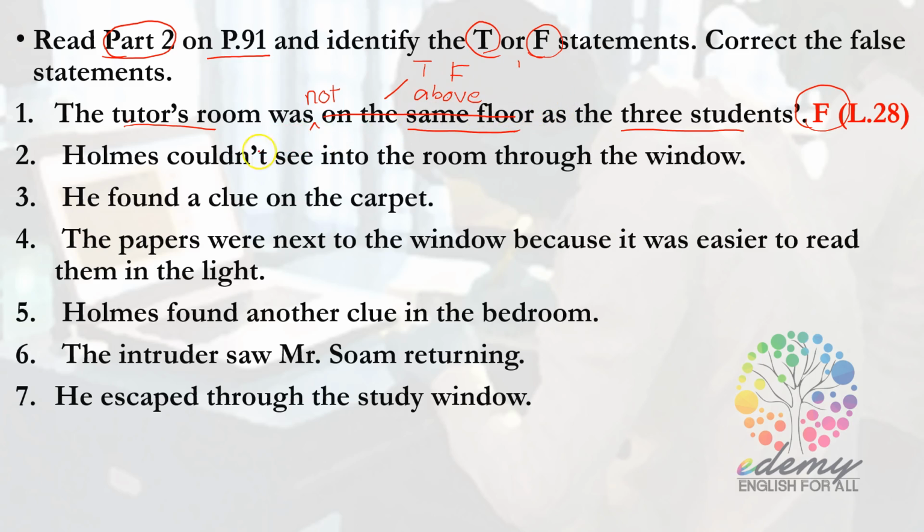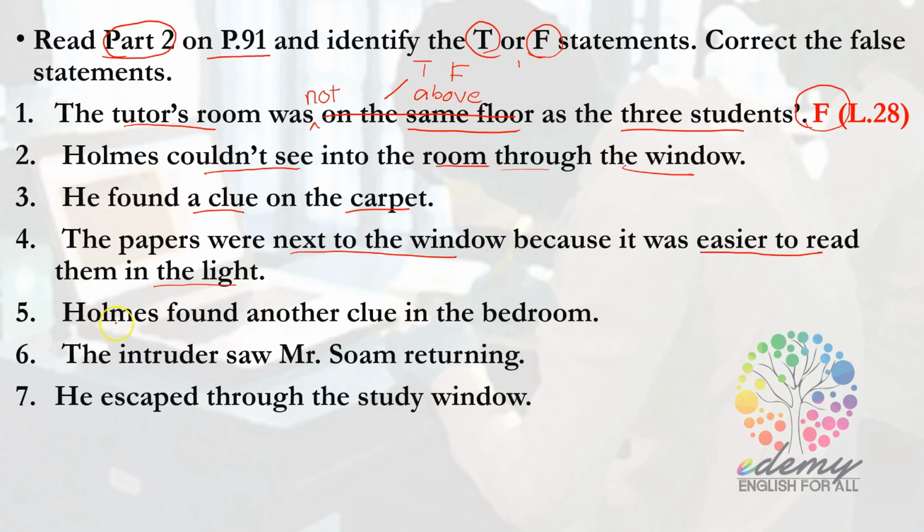Okay? So in statement number 2, Holmes couldn't see into the room through the window. So the clue is couldn't see, and the room and window. Number 3, he found a clue on a carpet. Here are the clues of the statement: the words clue and carpet. Number 4, the paper was next to the window because it was easier to read them in the light. Easier to read, and the words in the light.